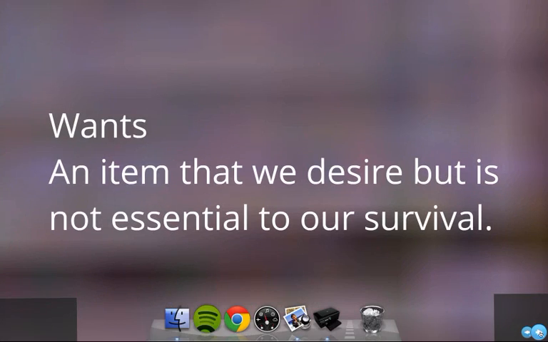Whereas our wants are items that we desire, but they are not essential to our survival. For example, we need shelter. We need to live someplace, we need to be protected from the elements, but we do not need to live in a mansion. Because of where we live, we need shoes, but we do not need the brand new Air Jordans that are about to come out. This is the difference between our wants and our needs.